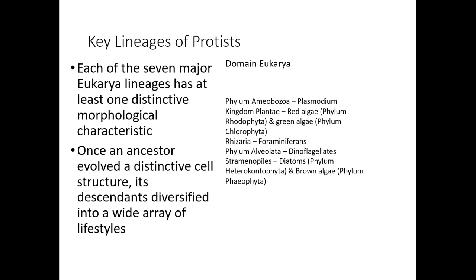So let's look at some of the key lineages of protists and examine them in some more detail. Each of the 7 major lineages of all eukaryotes has at least one distinctive morphological characteristic, things that kind of set them apart, which we've seen. But they've also greatly diversified in many different ways. There have been many different independent origins of parasitism, photosynthesis, multicellularity, and we see this really distinctive cell structure leading to that. And here's a list of some of the ones that we'll take a look at.